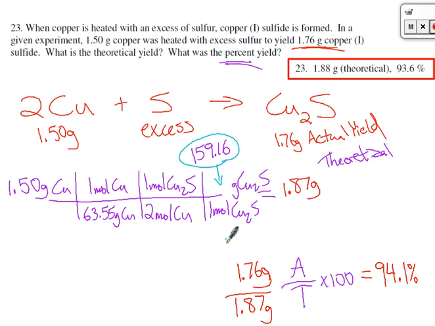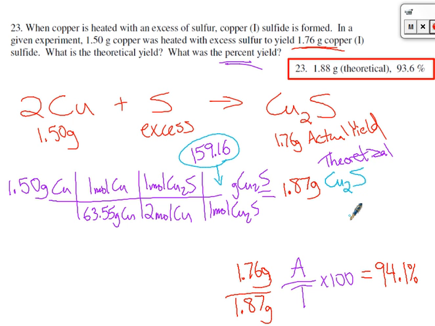So it's 159.16 grams of copper sulfide. I set all that dimensional analysis up to convert the units over and got a theoretical yield of 1.87 grams of copper sulfide. So that's the first answer. What's the theoretical yield? 1.87 grams. What's the percent yield? Got to compare what they were able to get, 1.76, to what they should have gotten, 1.87. It's just a division, actual divided by theoretical, 94.1% yield.